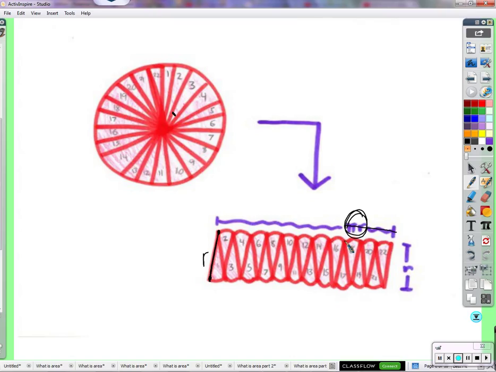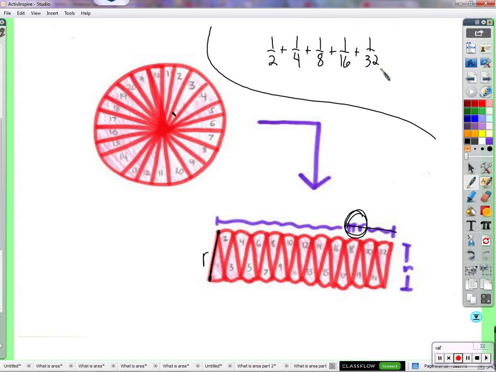Let me show you a strange thing that happens at infinity. This just has to do with infinity, not this circle in particular. 1/2 plus 1/4 plus 1/8 plus 1/16 plus 1/32. Do you see what I'm doing there? You multiply each of the bottoms by 2. So a fourth is how much of a half? Half. And an eighth is how much of a fourth? Half of that. And a 16th of an eighth? Half of that.